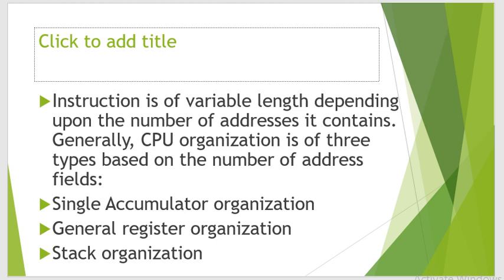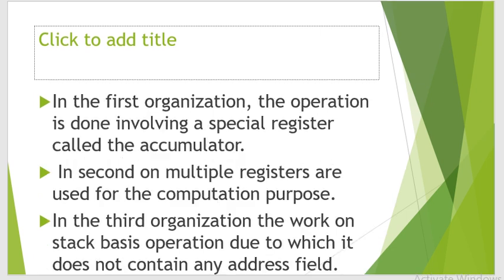Generally, CPU organization is of three types based on the number of address fields. The first one is single accumulator organization, the second one is general register organization, and the third one is stack organization. In the first organization, the operation is done involving a special register called the accumulator. The accumulator register is nothing but a temporary register. In the second, multiple registers are used for computational purposes. The third organization works on stack-based operation, due to which it does not contain any address field.